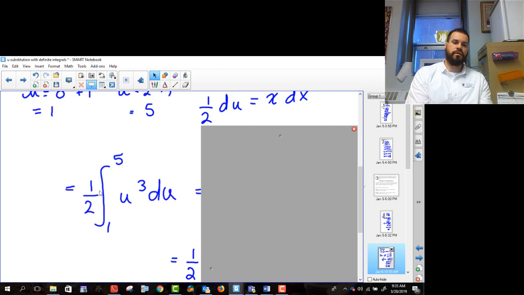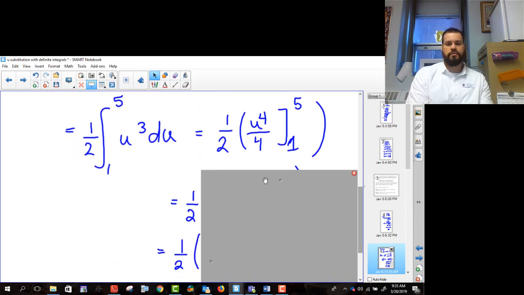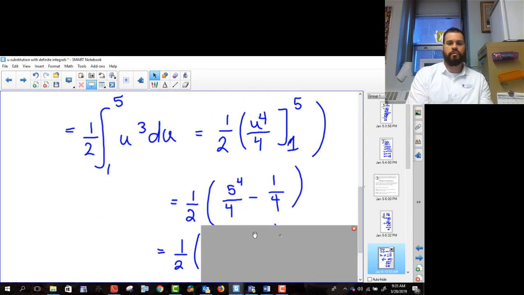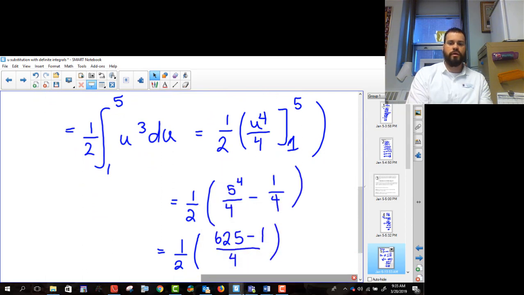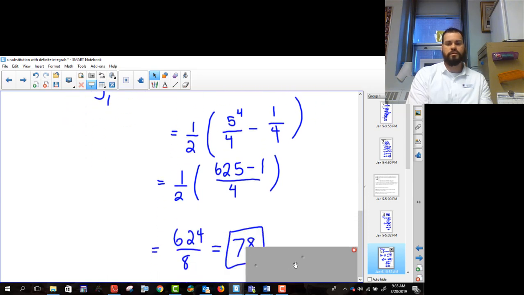So we actually change the limits to reflect the substitution. And then what that does is it allows us to take the integral and plug in 1 and 5 right away. So we don't have to go back to x. So we go half of 5 to the 4 over 4 minus 1/4. That gives me half of 625 minus 1 over 4, which is the same answer. It's 624 over 8, which is 78. So we get the same answer either way.